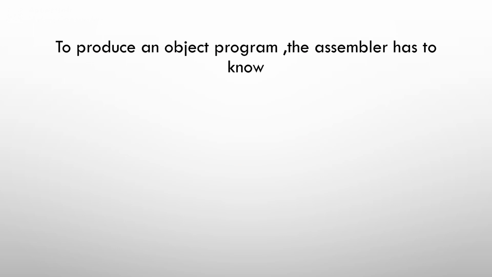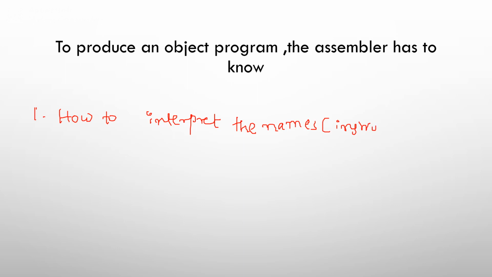To produce an object program, the assembler program has to know some information, like how to interpret the names. The first one is how to interpret the names. The names may be either instructions, or labels, or else any pseudocodes.